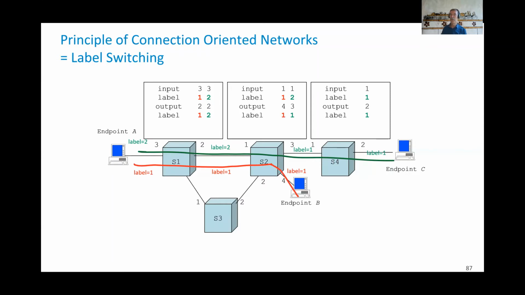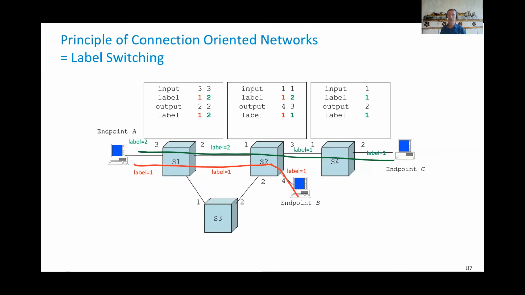So this is the principle. What is a major difference with IP is that we do an exact match in the table here. We need to find exactly one correspondence for the input and the label. If S1 would receive a packet from A with label equal to something else than 1 or 2 here, this packet would simply be dropped.